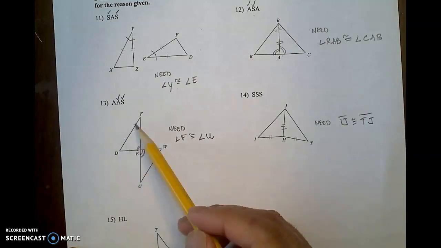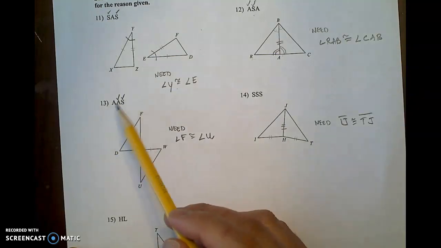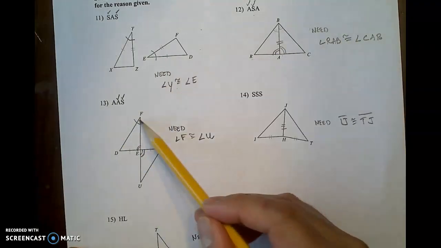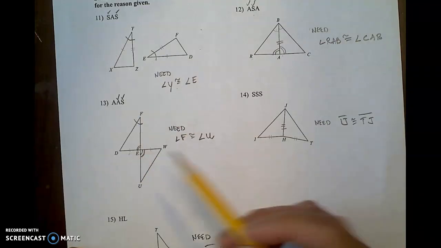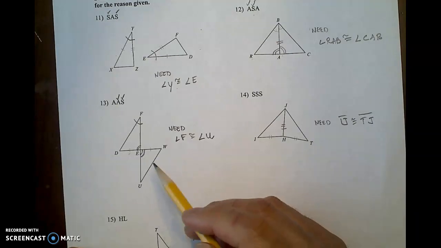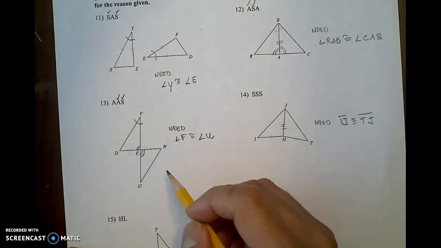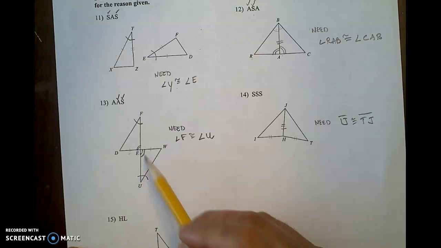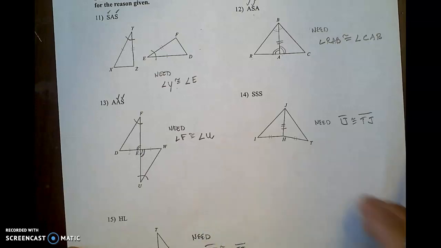All right. Again, we have options. In this triangle, we have either angle B or angle F. But if we want to do angle, angle, side, it has to be angle F. So we move on to the other triangle. The angle that we need to use is angle U. So we need angle F to be congruent to angle U.